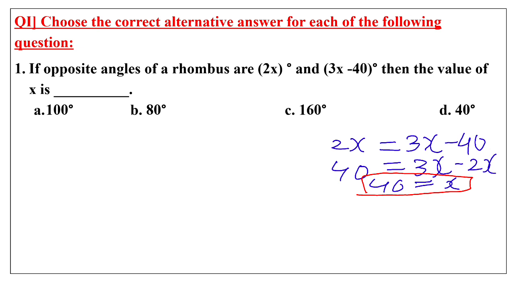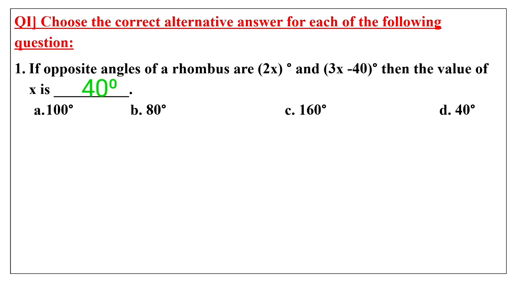It means 2x degrees equals 3x minus 40. Now 2x will come to the right side, becomes minus 2x. Minus 40 will go to the left side, becomes plus 40. Now 3x minus 2x we get x. So what is the x value now? 40. So our correct option is 40.